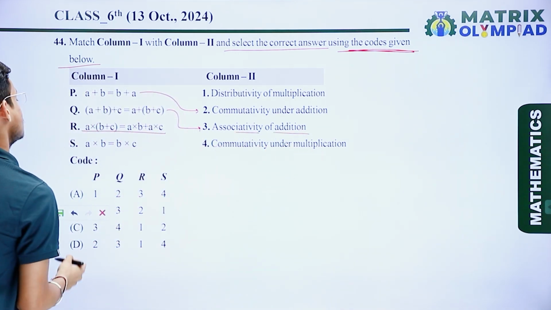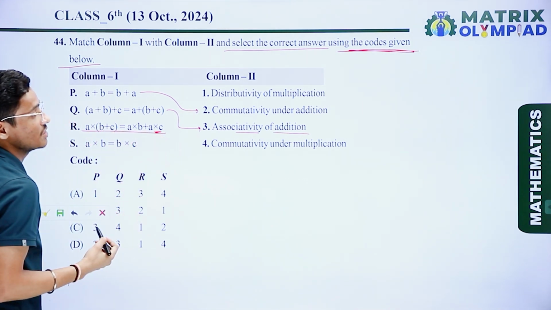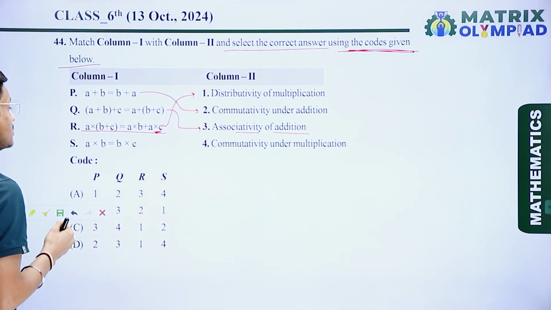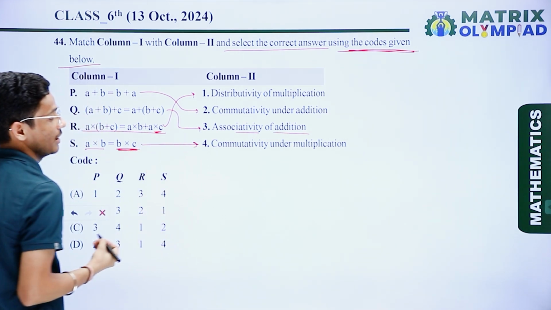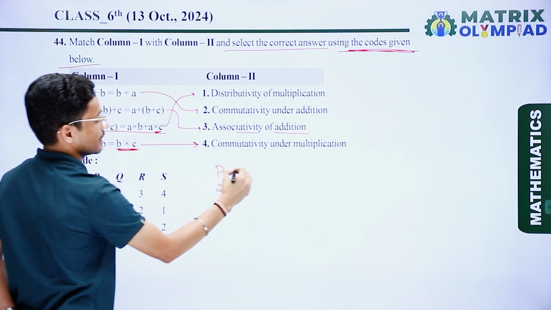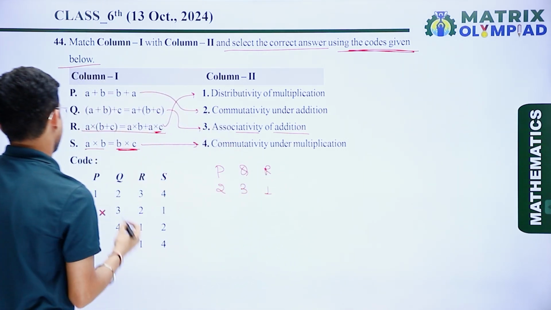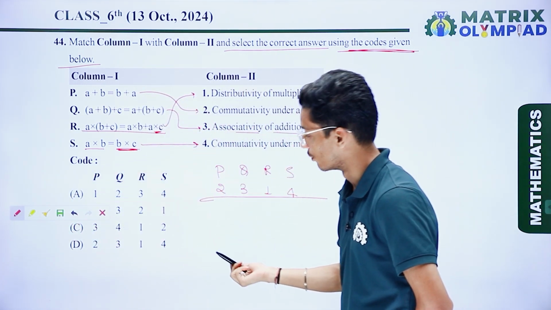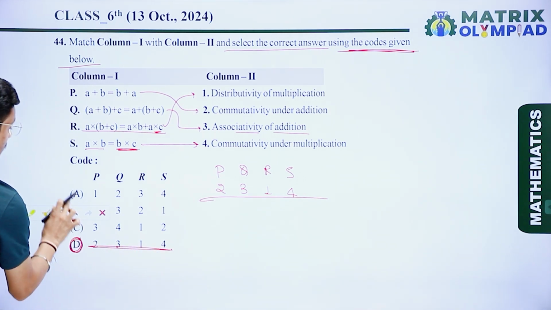If I talk about the third one, A multiplied by B plus C is equal to A multiplied by B plus A multiplied by C. This is called the distributive property under multiplication. And the last one, A multiplied by B is equal to B multiplied by A. This is called the commutative property under multiplication. So here P is connected to 2, Q is connected to 3, R is connected to 1 and S is connected to 4. So check which option is correct. 2, 3, 1, 4. So option number D is the correct answer.